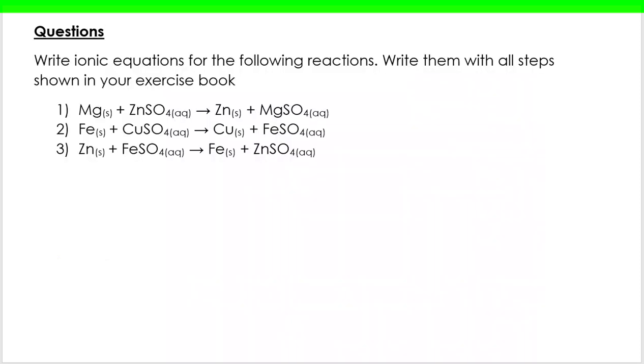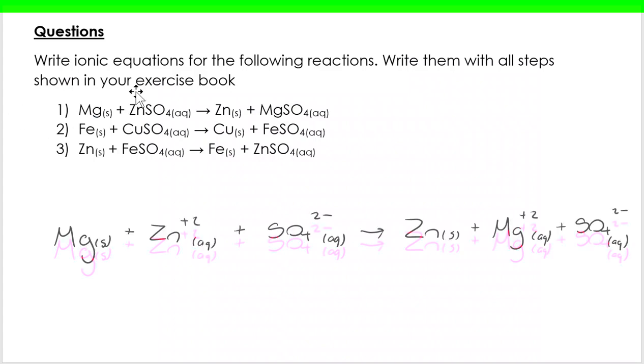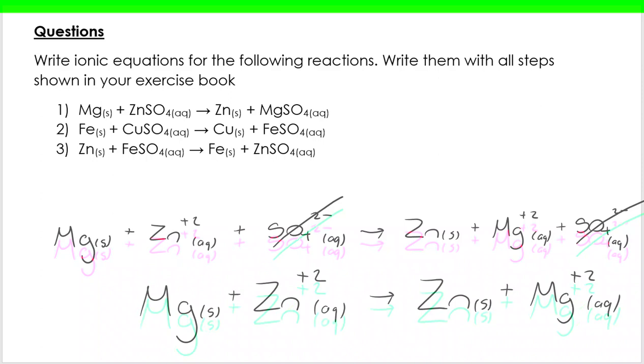So with that in mind, have a go at doing these three. So first thing with number 1, I'm going to break down my zinc sulfate and my magnesium sulfate because they are ionic and they are aqueous. When I break that down, I can see that I've got an SO4 2- here and an SO4 2- here. So I'm going to get rid of them. And that then allows me to write the overall ionic equation: Mg solid plus Zn 2+ aq goes to Zn solid and Mg 2+ aq. State symbols on these are incredibly important.